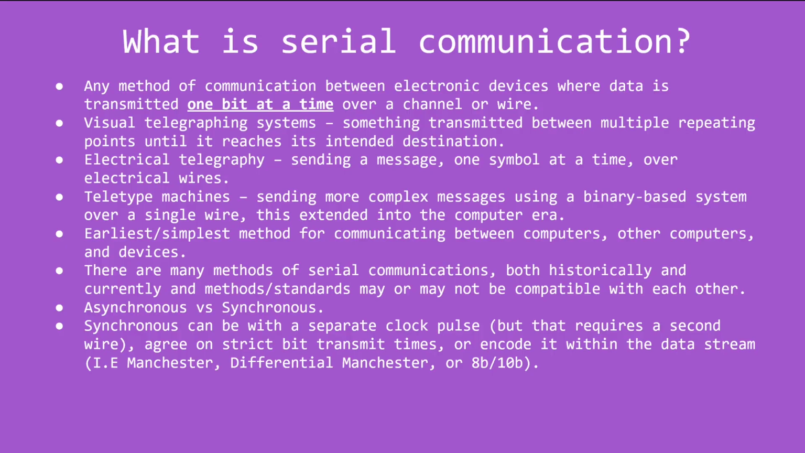One of the biggest differences between methods is whether it's synchronous or asynchronous. An asynchronous system like UART uses an agreed upon rate of transmission, but it may use some other techniques to make sure that the messages are being sent and received reliably. A synchronous system may use a separate clock pulse. It may agree on very strict bit transmission rates, or it might be using something like an encoding system within the data stream, such as Manchester encoding.